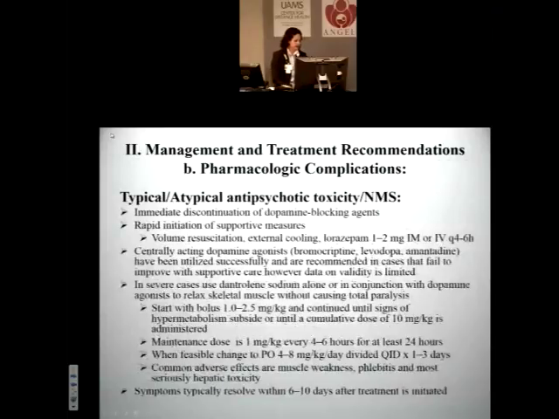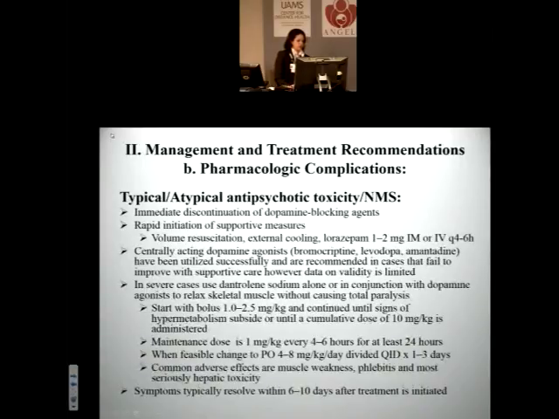The typical and atypical antipsychotic toxicity in neuroleptic malignant syndrome. Management of this starts with, of course, immediate discontinuation of the dopamine blocking agents, and the rapid initiation of supportive measures to include volume resuscitation and external cooling, and the use of benzodiazepines for symptomatic control. Centrally acting dopamine agonists, like bromocriptine and amantadine, have been utilized successfully and are recommended in the cases that fail to improve with just supportive care, but the validity of those is still limited.